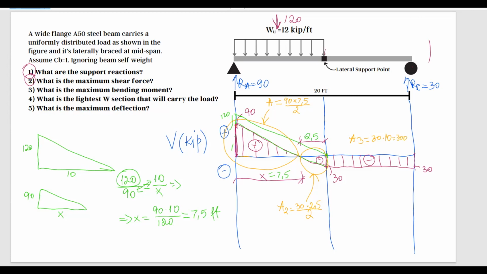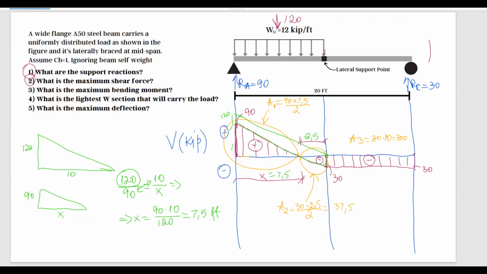equals 300. Here, A2, let's see how much that is. 30 multiplied by 2.5, divided by 2, that gives me 37.5. So this A2 is 37.5. And then A1 is 90.